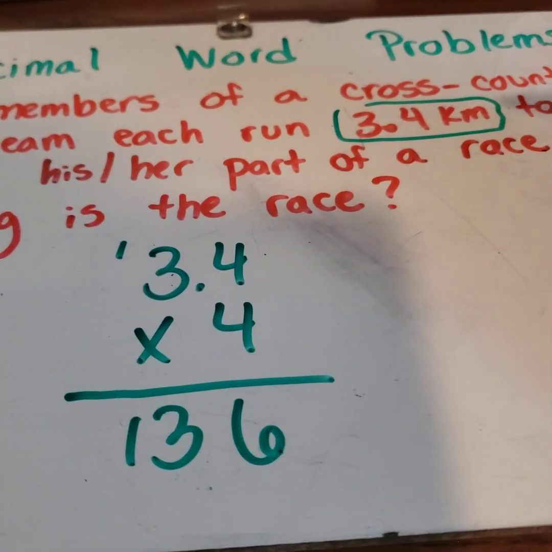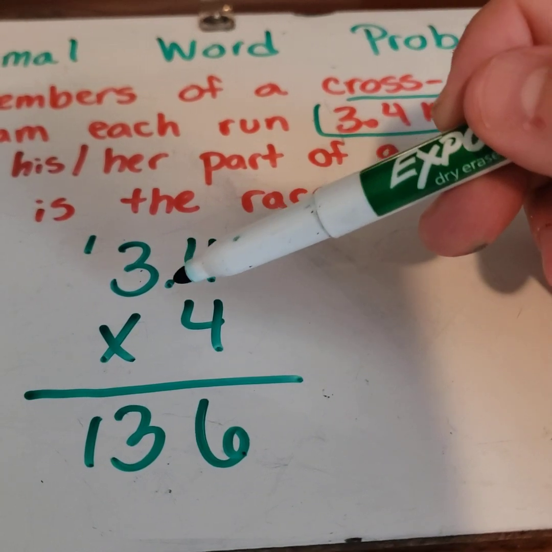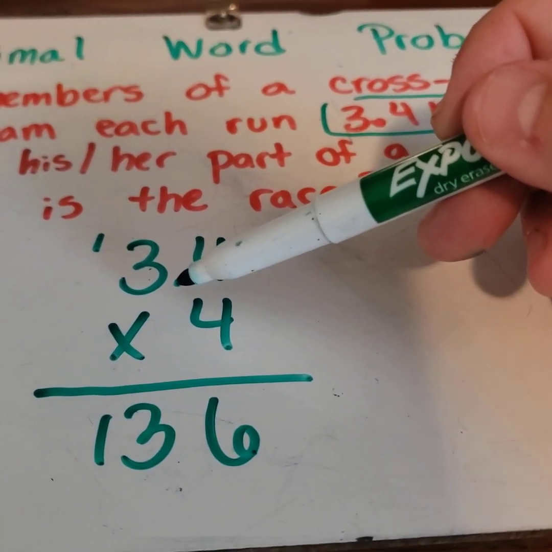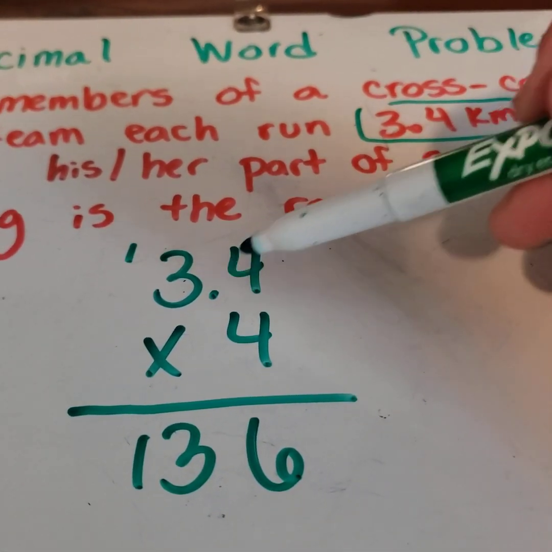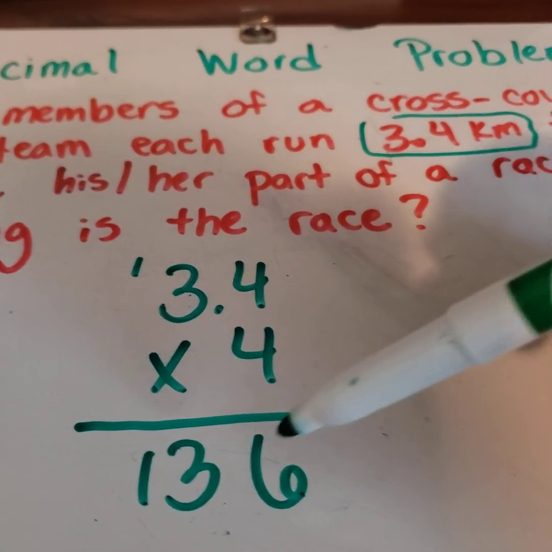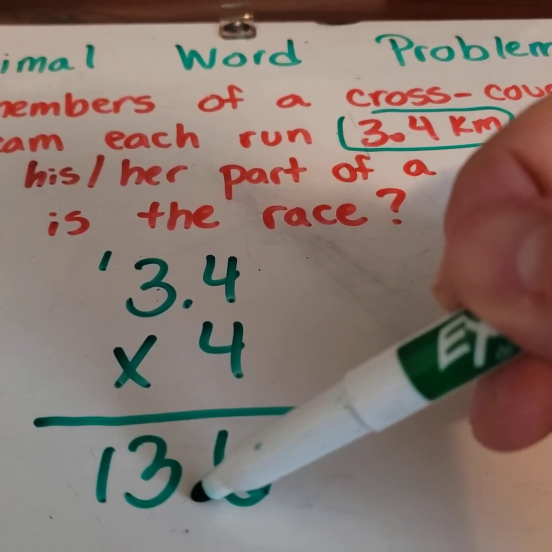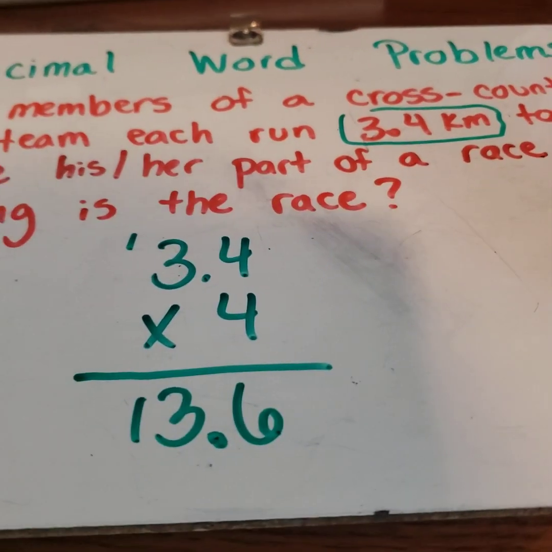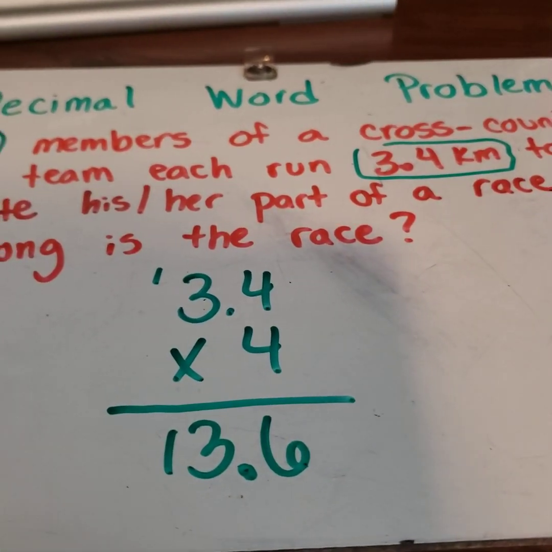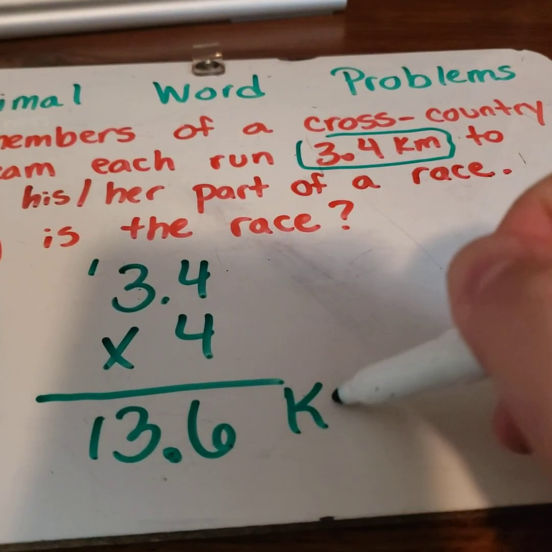Now I've multiplied everything out. I'm going to come back to my problem, locate my decimal, go 1 behind. I have 1 number behind. So when I come to my answer, I'm going to move over 1 spot and place my decimal. Therefore, the total race is 13.6 kilometers.